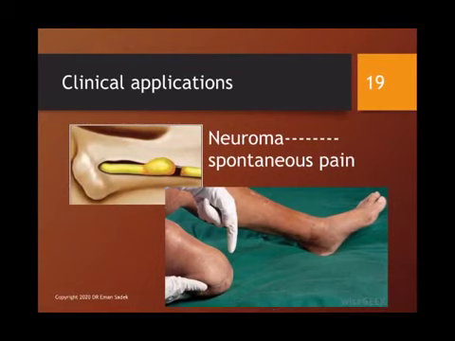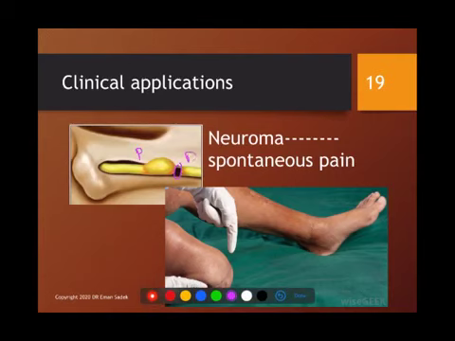Some clinical applications are very nice to know. Sometimes there is a large gap between the proximal part and the distal part, as in case of amputation. Here, actually, the distal part is not present, or it is present, but there is a large gap. There is extensive proliferation in the proximal part, so that it causes the formation of this swelling. This swelling is called neuroma.